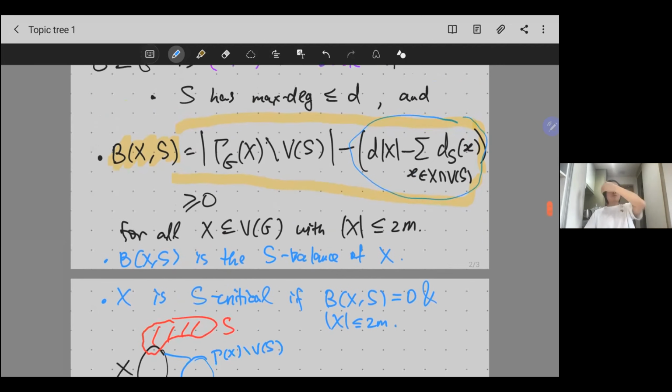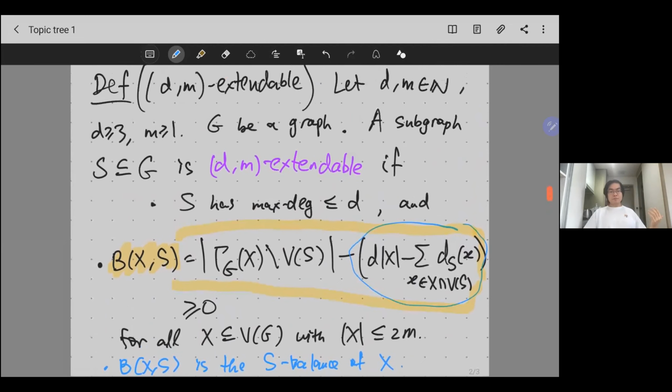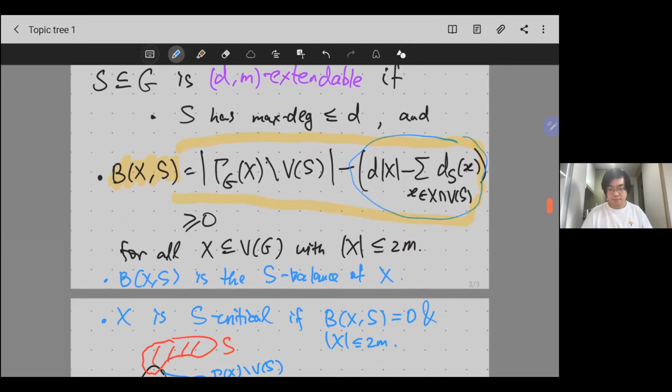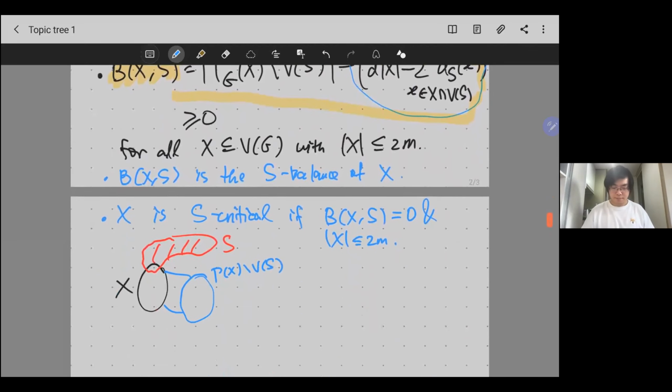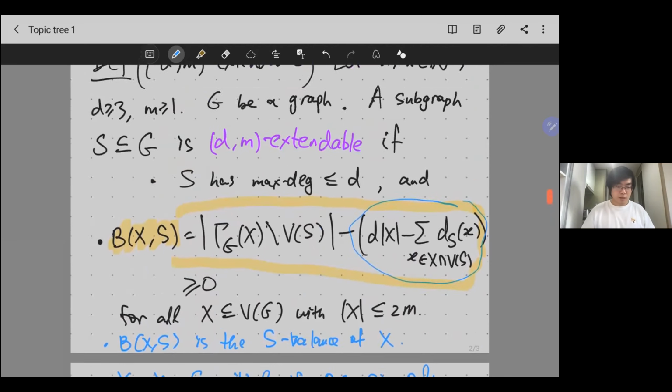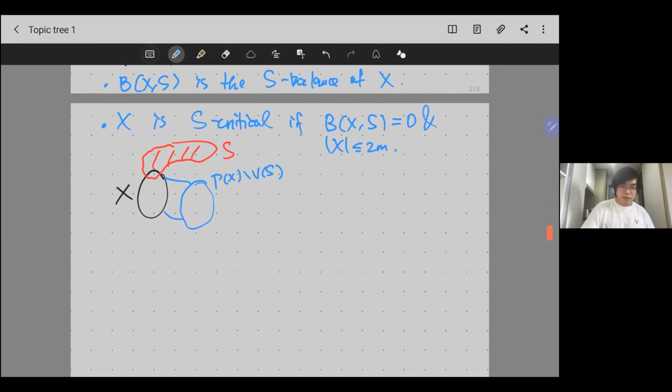So the whole time we just need to make sure that we can embed the tree one vertex, one leaf at a time, and make sure that all the partial embedding S during this process, they are nice in the sense of D-M extendable. Okay, then you just embed it one by one. So this is captured in this lemma.